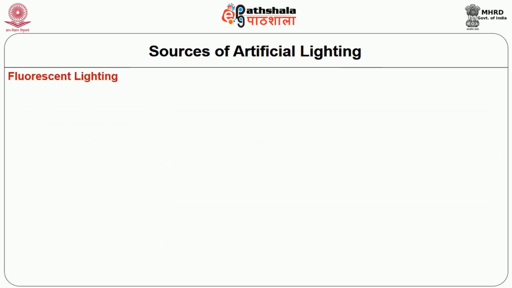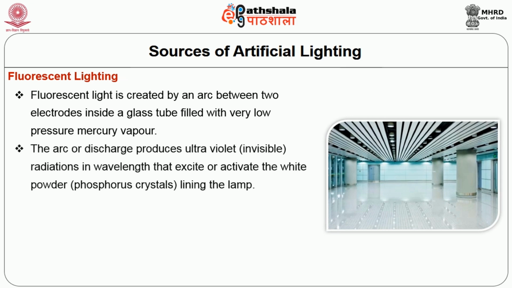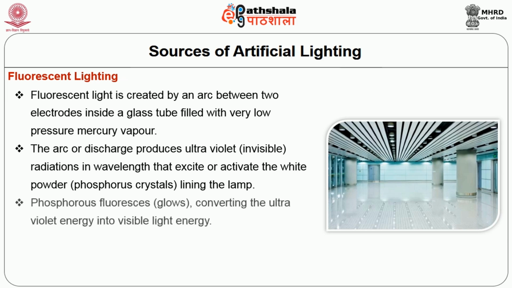Next let us see fluorescent lighting. Fluorescent light is created by an arc between two electrodes inside a glass tube filled with very low pressure mercury vapor. The arc or discharge produces ultraviolet radiation in wavelengths that excite or activate the white powder, that is phosphor crystals lining the lamp. Phosphor fluorescence converts the ultraviolet energy into visible light energy.